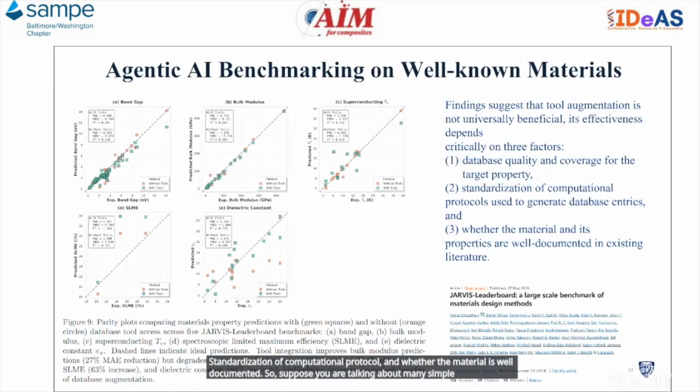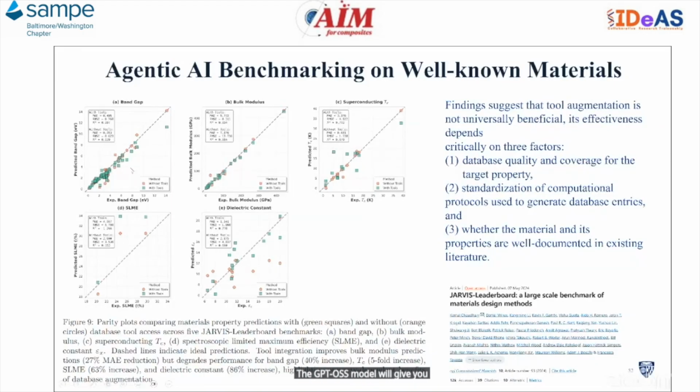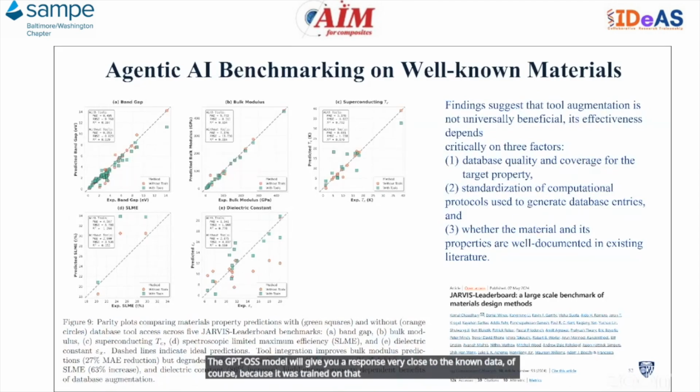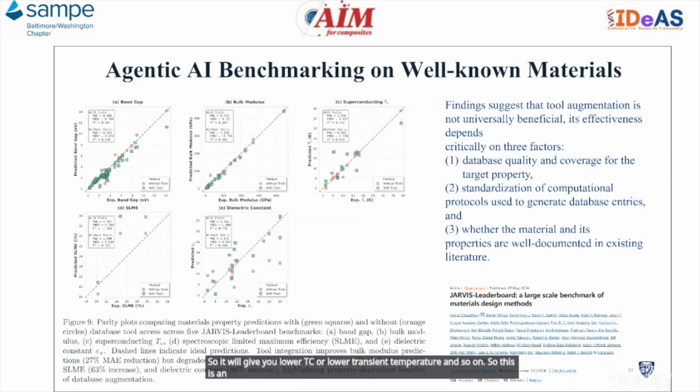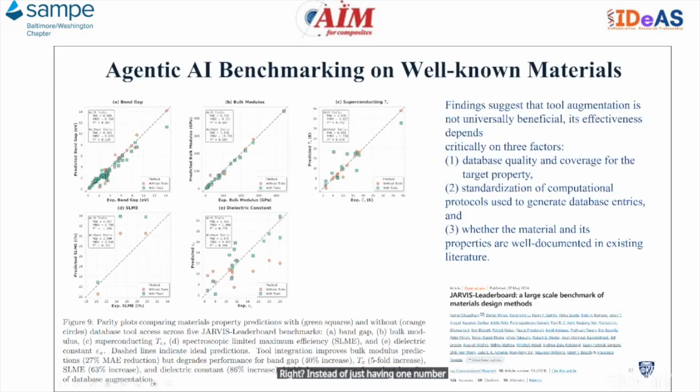So suppose we are talking about magnesium boride, which has a superconducting transition temperature of 39 Kelvin in literature. The GPT OSS model will give you a response very close to the known data, of course, because it was trained on those books or literature articles. But from the perspective of DFT, it gives you 33 Kelvin because it has several approximations in it. So it will give you a lower TC, lower transition temperature, and so on. This is an example of how we should probably provide both the responses, one with tooling, one without tooling, and do some sort of analysis with it, instead of just having one number.